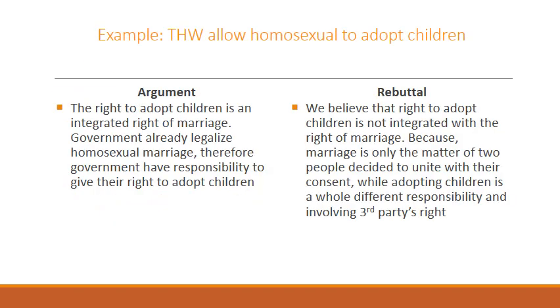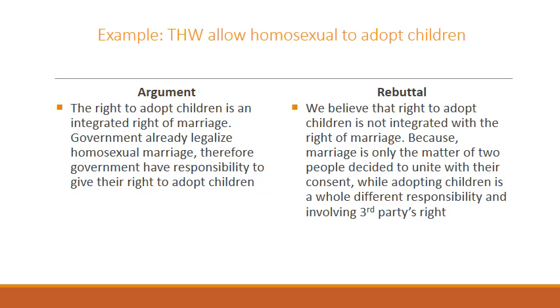Now have a look at this example. This house would allow homosexuals to adopt children. Another example from the second example of the motion. If the positive side of the house says, for example, the right to adopt children is an integrated right of marriage, the government already legalizes homosexual marriage, therefore the government has a responsibility to give the right to adopt children. Now as a rebuttal, you could say, for example, we believe that the right to adopt children is not integrated. If they say it is integrated, you have to say it is not integrated.